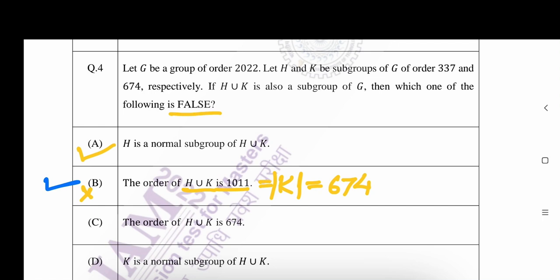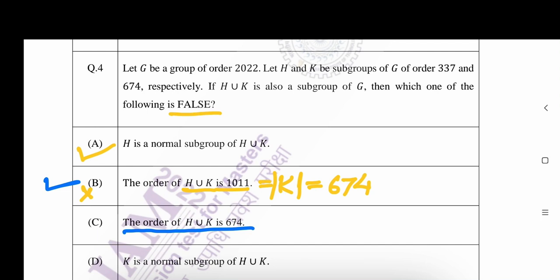One more thing, since I have got the false option, there is no need to check C and D, because this question is a multiple choice question, and in such questions there is only one option to choose. Since I have chosen option B as our answer, there is no need to go for C and D, but for learning purposes, we should go. So here you see that the order of H union K is 674.